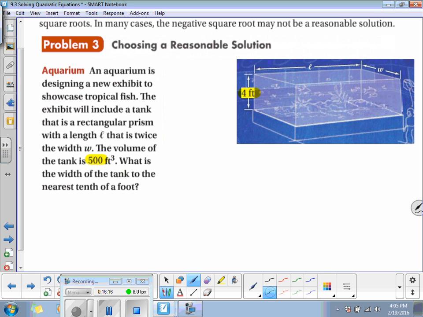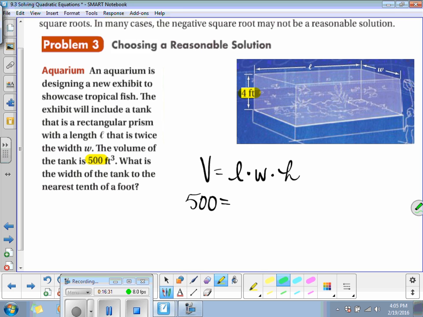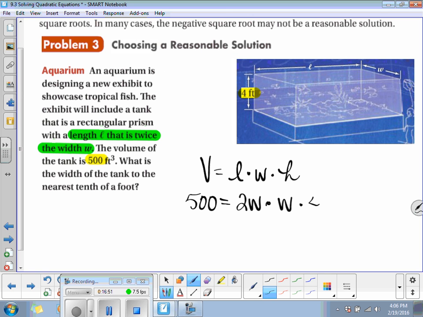All right, so volume is length times width times height, okay? It says here that the volume of the tank is 500 feet, so that goes here. It also says that the length is twice the width. So L is going to be 2W. The width is just going to be the W. And from the picture you can see here that the height of the tank is 4 feet.